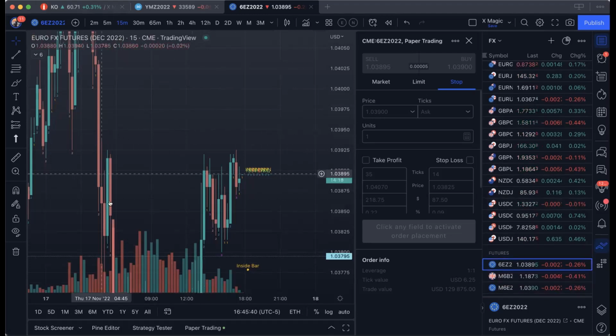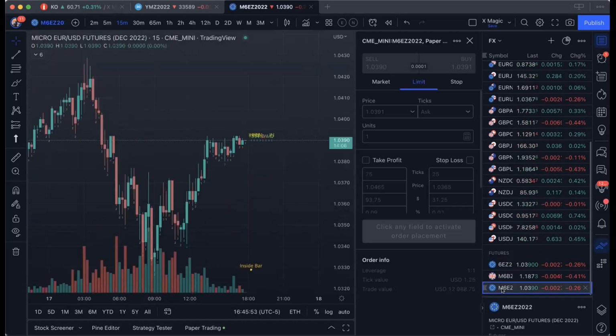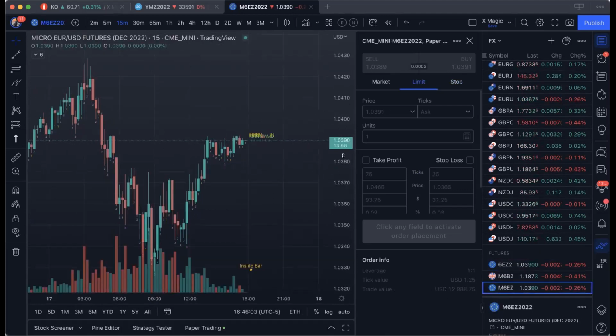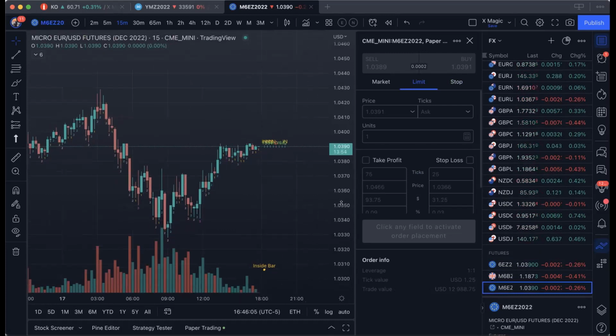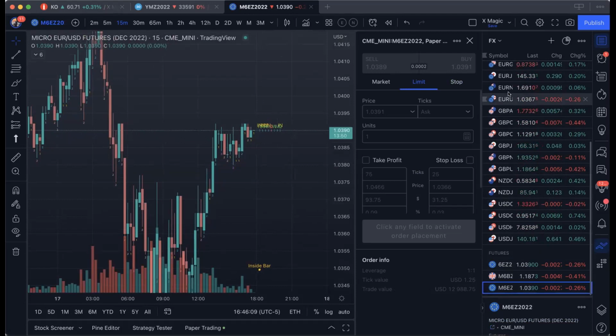Also, for those who do trade Forex, there is a micro version of the Forex futures. You just got to put M in front of whatever you're trading, and if there is a micro version, then it'll pop up. Micro, pretty straightforward, is just lesser value per move. So instead of getting $6.25 per tick, it's $1.25. So if you did want to test all this stuff out, I definitely recommend the micros before you move up to the higher ones.